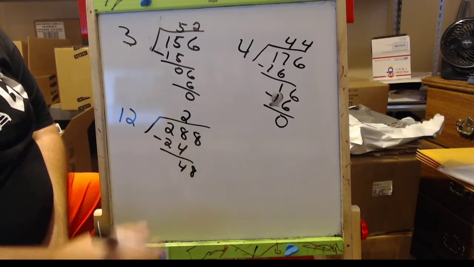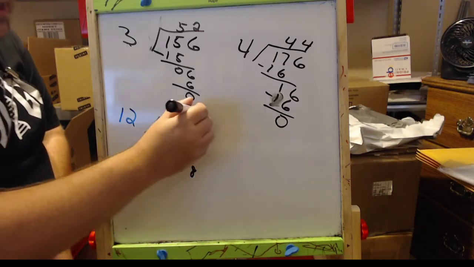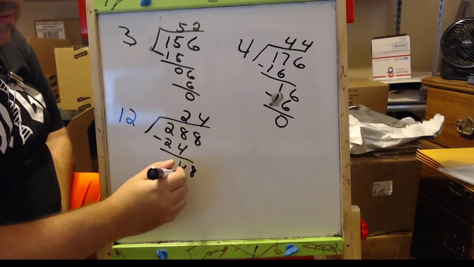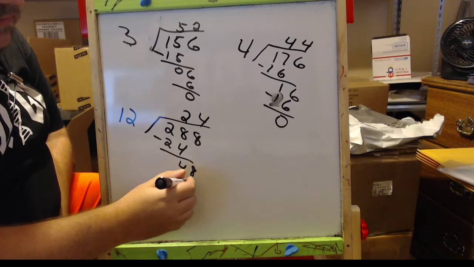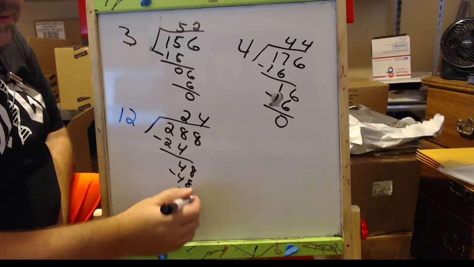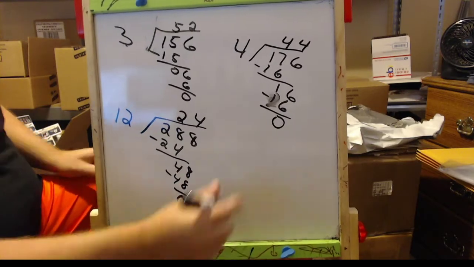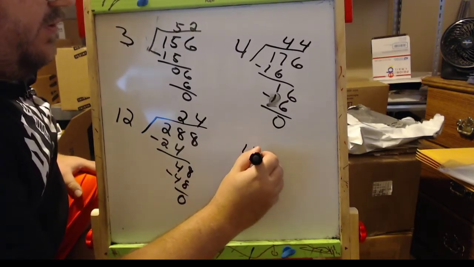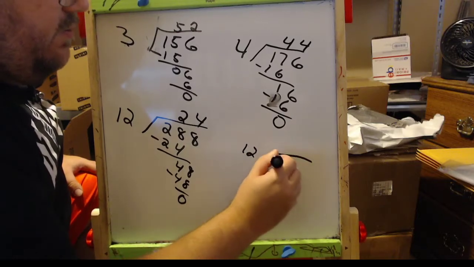And now 12 goes into 48 4 times. 4 times 12 is 48, and 0. So let's do the same problem, but instead of 288, let's do it with 290.